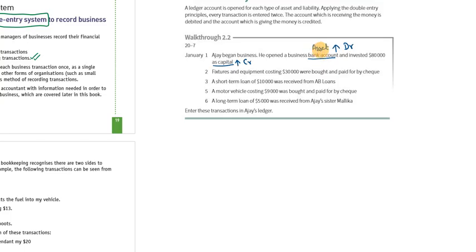and we will record the asset name. What's the asset name mentioned here? That is the bank account. So on January 1, we will debit the bank account: bank debit by $80,000, and capital credit by $80,000.